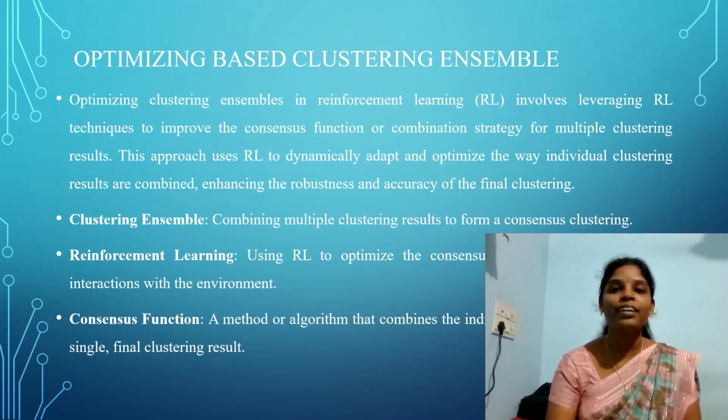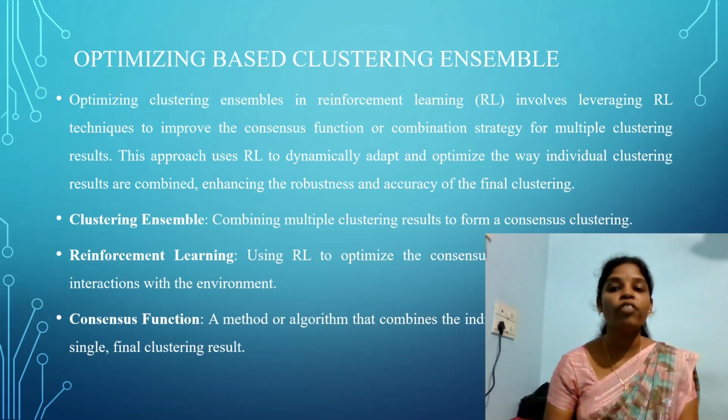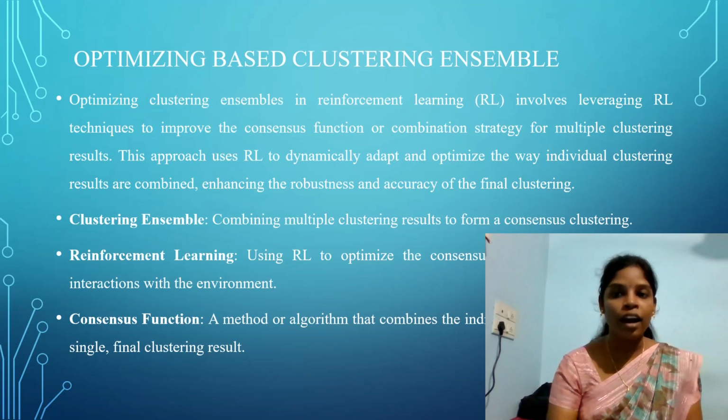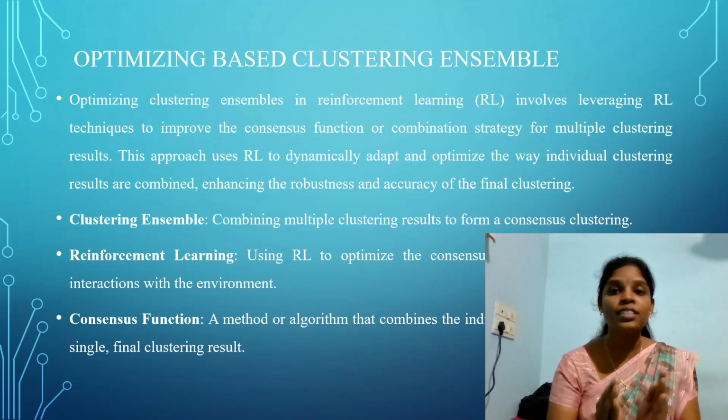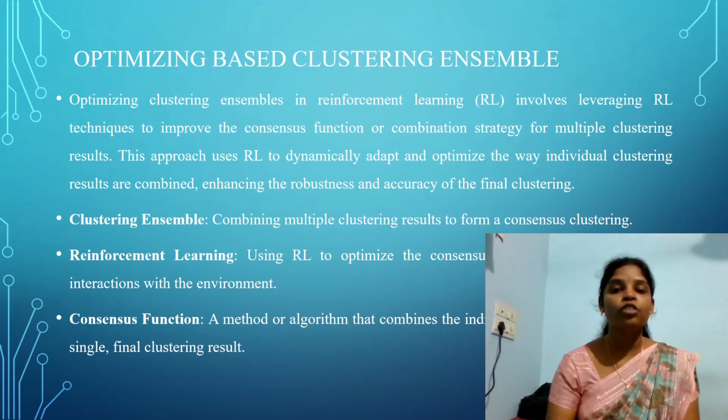In one set of clustering, the data closer to one cluster is separate from another cluster. Each set of data separated from another set is called clusters. So as a result, RL dynamically adapts and optimizes the way individual clusters are combined into multiple clusters. The individual, separate clusters are combined by accuracy level into the final clusters, adapted to be optimized. That is called optimizing base clustering ensembles.